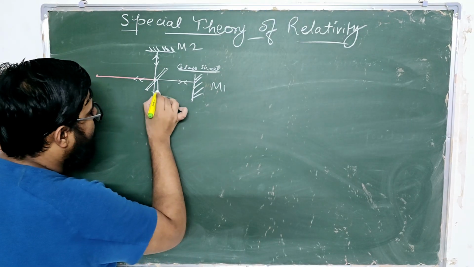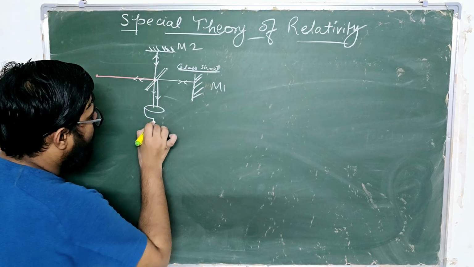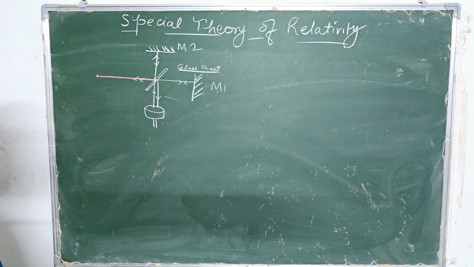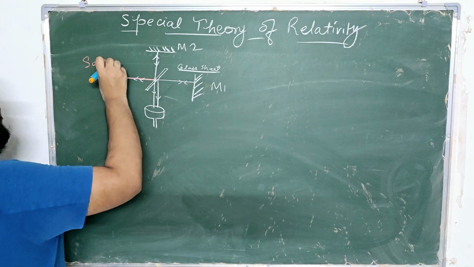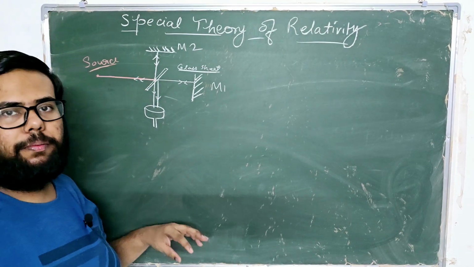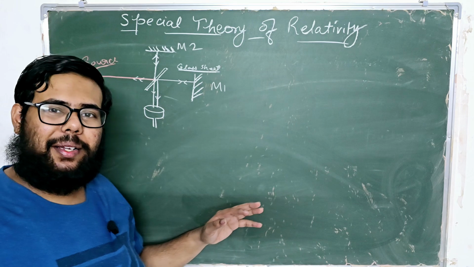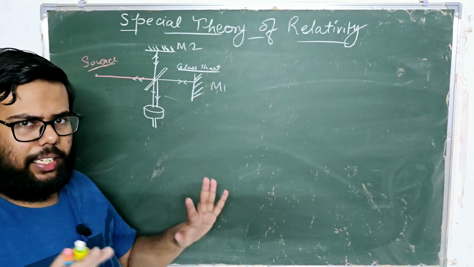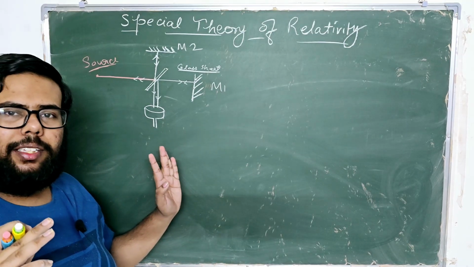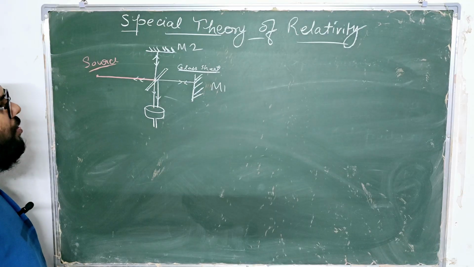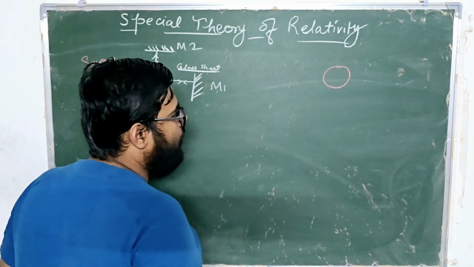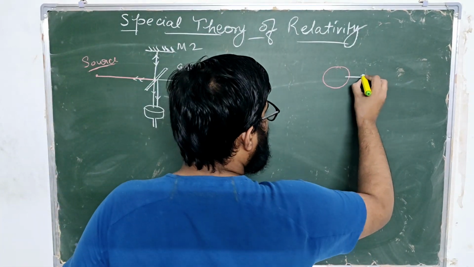Now here they had placed a telescope. I will tell the use of the telescope later. So this was the source, and remember one thing, that this whole setup was actually floating over mercury liquid, I guess. I don't remember the exact thing, but that was the idea. It was so that they could rotate the whole setup. I will tell you in some time what the use of that is. So suppose this is Earth, and suppose it is moving with a velocity v.